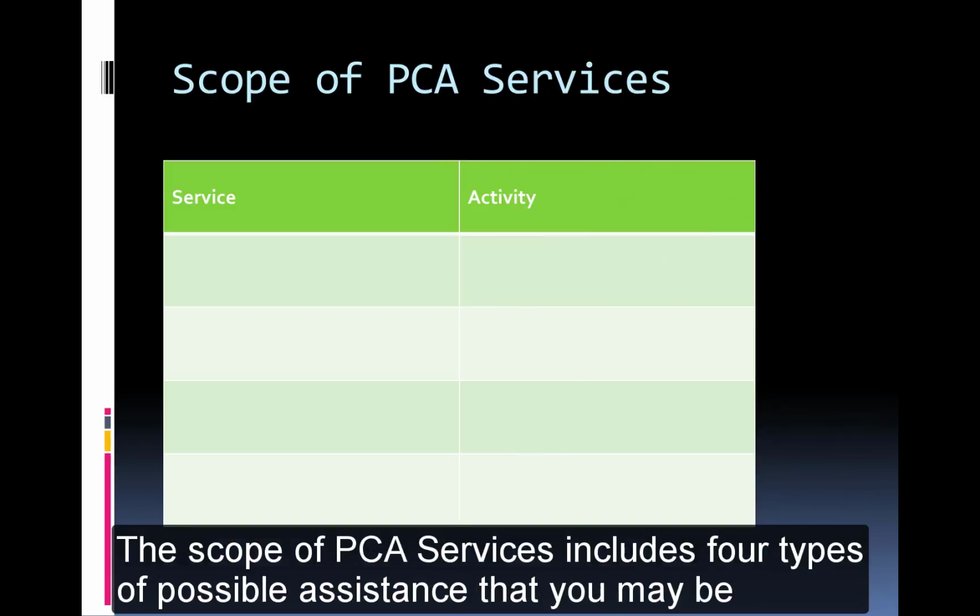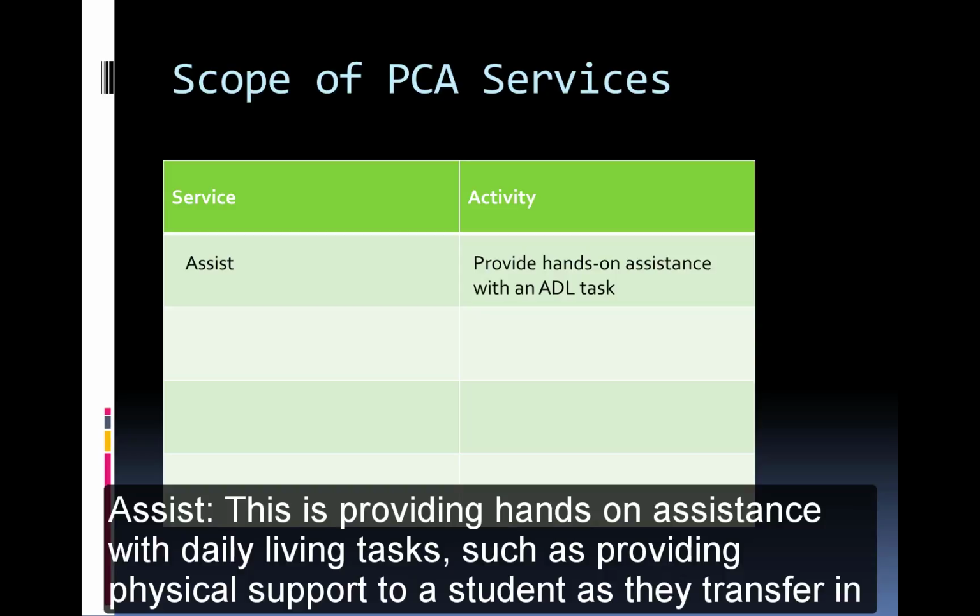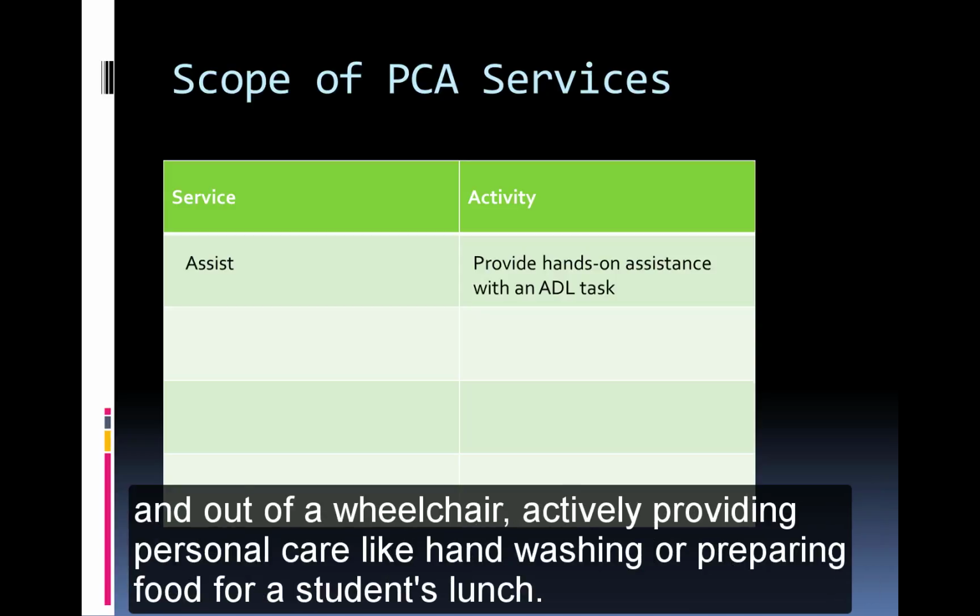The scope of PCA services includes 4 types of possible assistance that you may be providing for a student. These types of assistance include assist. This is providing hands-on assistance with a daily living task, such as providing physical support to a student as they transfer in and out of a wheelchair, actively providing personal care like hand washing, or preparing food for a student's lunch.